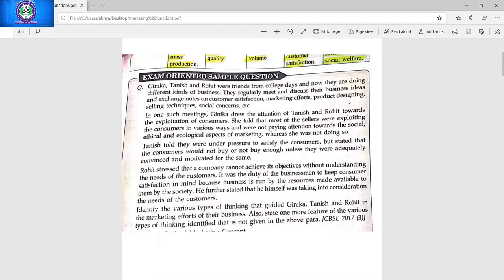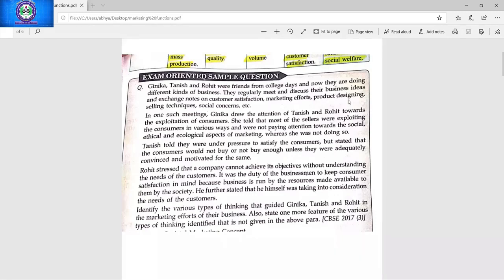Yes, in this case study, 3 friends are there, Ginika, Tanish, and Rohit. They were talking about a different case. So here you have to identify the various types of thinking. Thinking here means the marketing management concepts that guided Ginika, Tanish, and Rohit. So from these 3 paragraphs, you have to tell me which marketing management concept Ginika is favoring, and which concepts are favored by Tanish and Rohit.